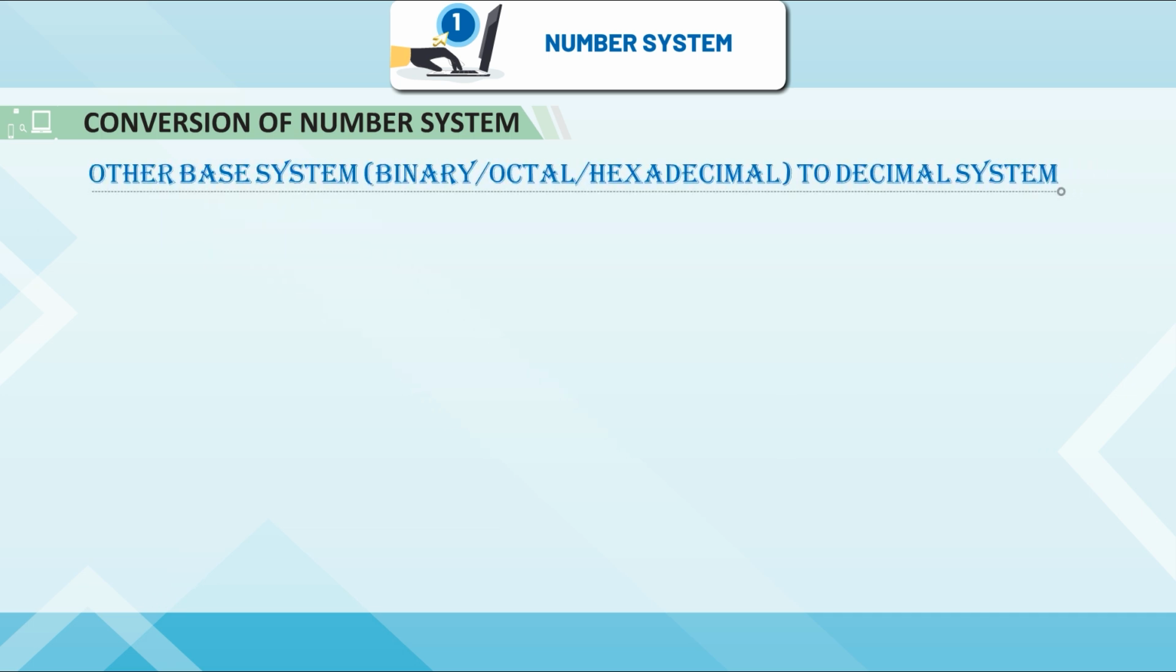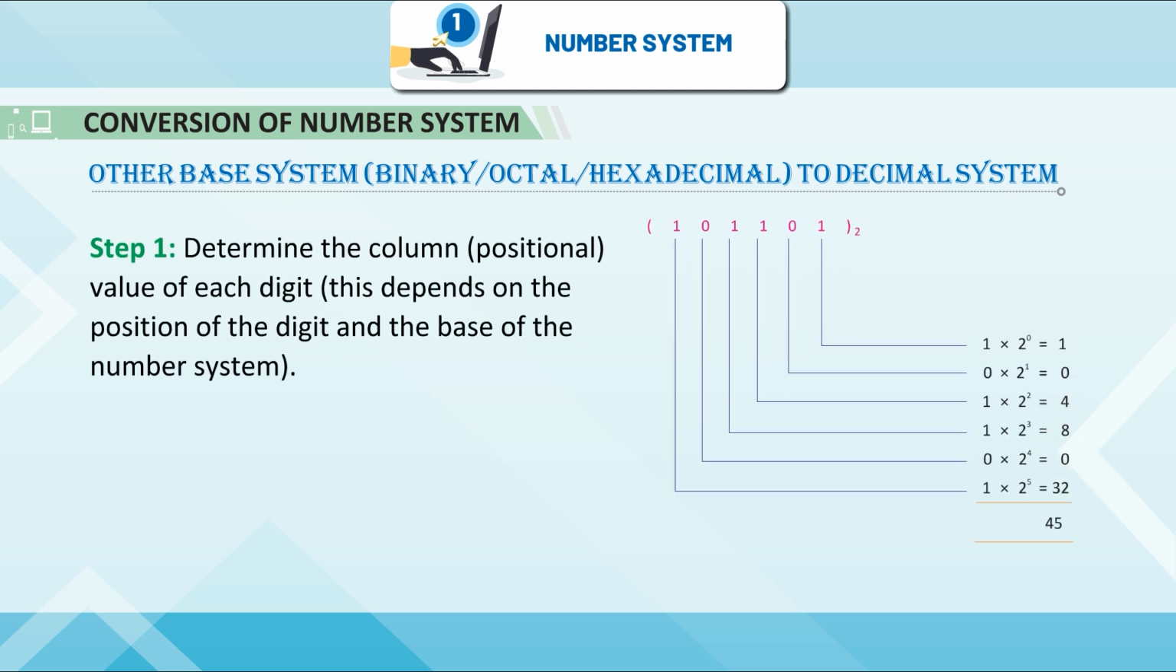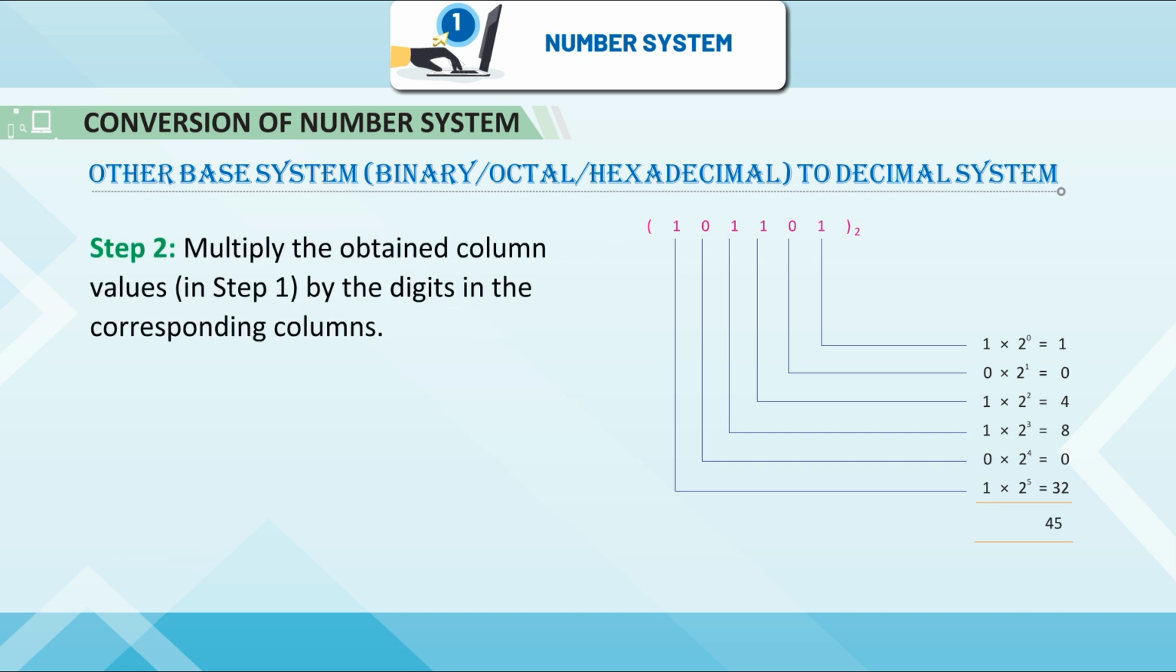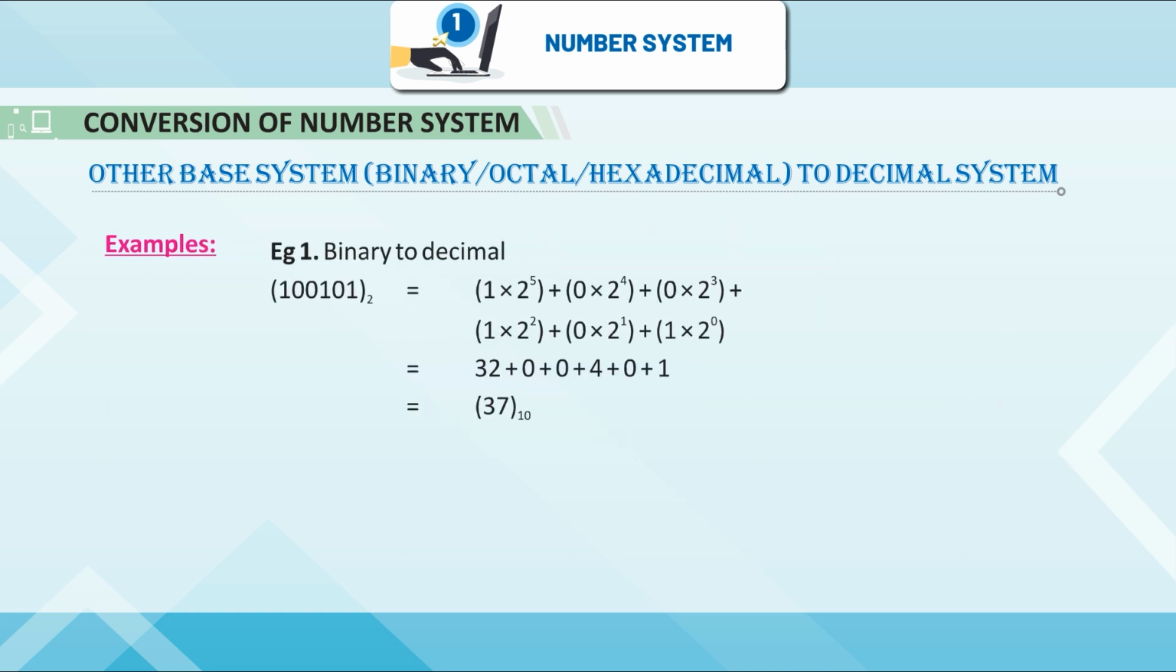Other base system: binary, octal, hexadecimal to decimal system. Step 1. Determine the column positional value of each digit. This depends on the position of the digit and the base of the number system. Step 2. Multiply the obtained column values in step 1 by the digits in the corresponding columns. Step 3. Sum the products calculated in step 2. The total is the equivalent value in decimal. For example, binary number 101101 with base 2.